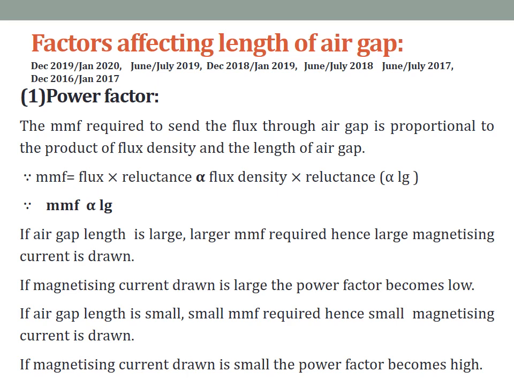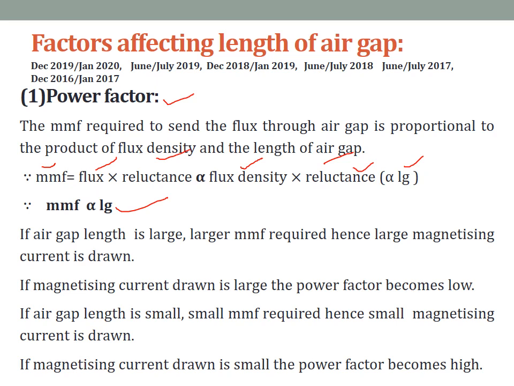Now this air gap length is going to affect the power factor of the machine. We know that the MMF required to send the flux through the air gap is proportional to the product of flux density and length of air gap. This MMF is equal to flux multiplied by reluctance, and reluctance is proportional to Lg. Now we can tell that the MMF required is directly proportional to Lg, the length of air gap. The MMF required to force the flux through the air gap is proportional to the length of air gap.